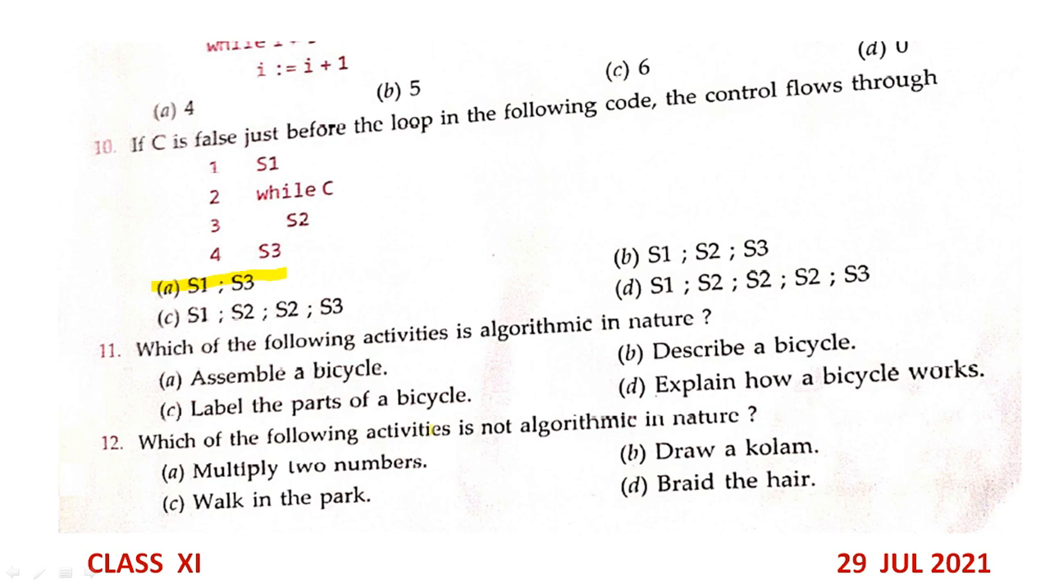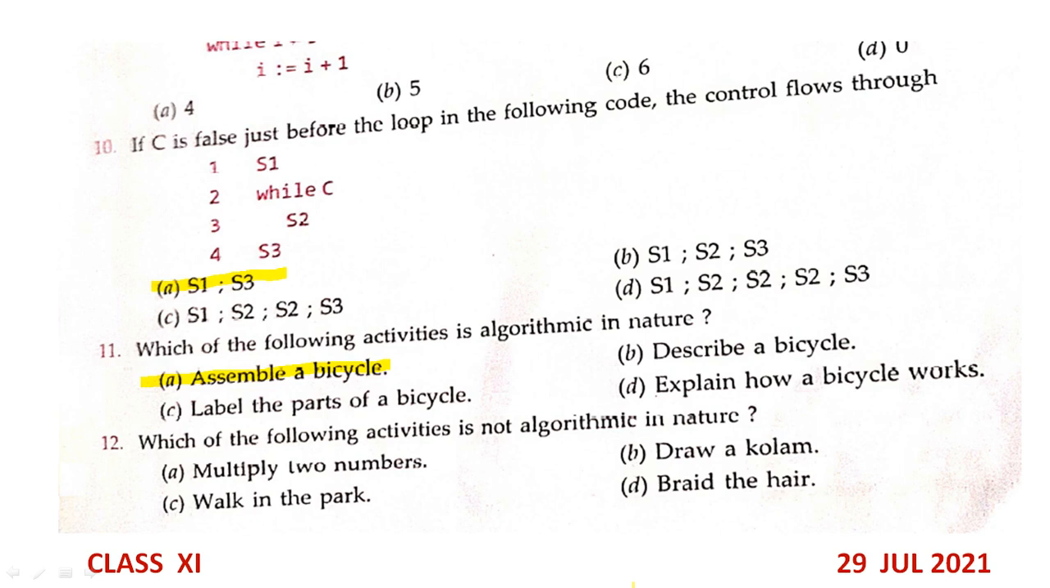Which of the following activities is algorithmic in nature? Assembling a bicycle, describe a bicycle, label the parts of a bicycle, explain how a bicycle works. So describing and explaining is no question of that, it is not algorithmic. And labeling parts also. So assembling a bicycle is an algorithmic activity. Therefore, for question number 11, the answer will be A.